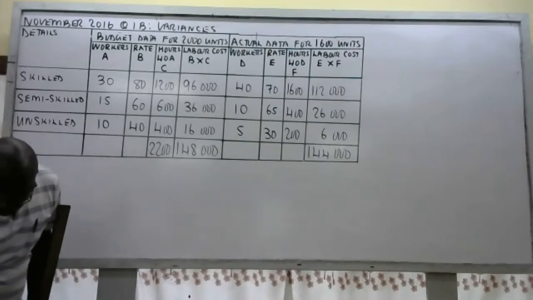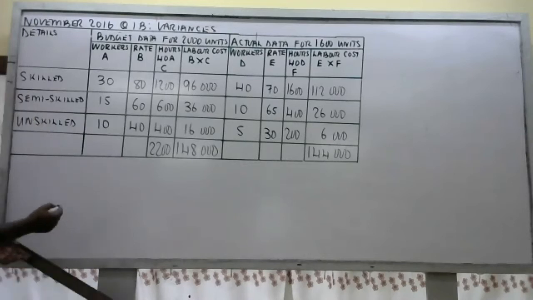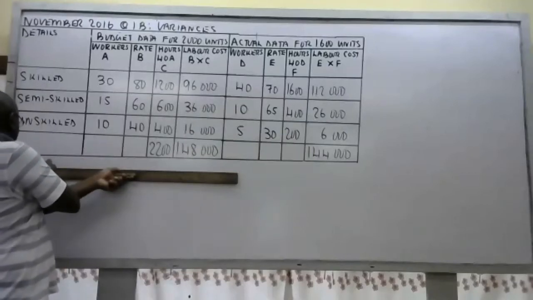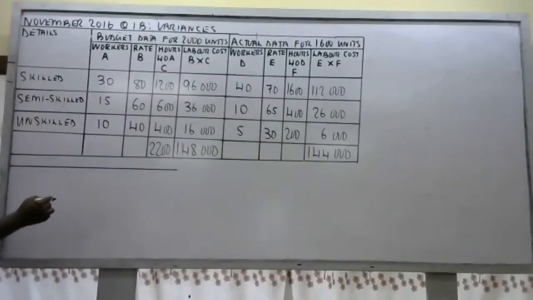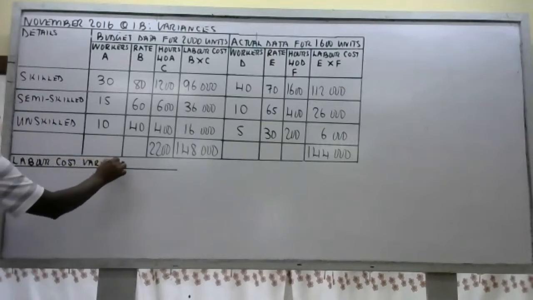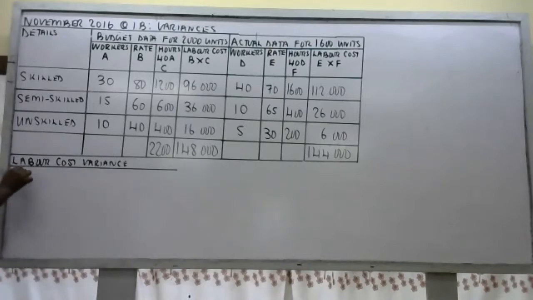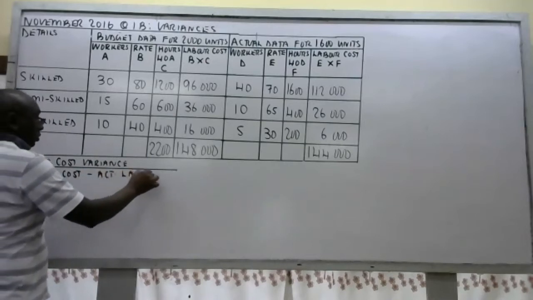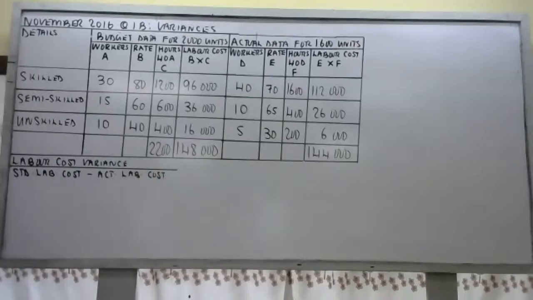Labor cost variance. Labor cost variance, as you know, is standard labor costs minus actual labor costs.